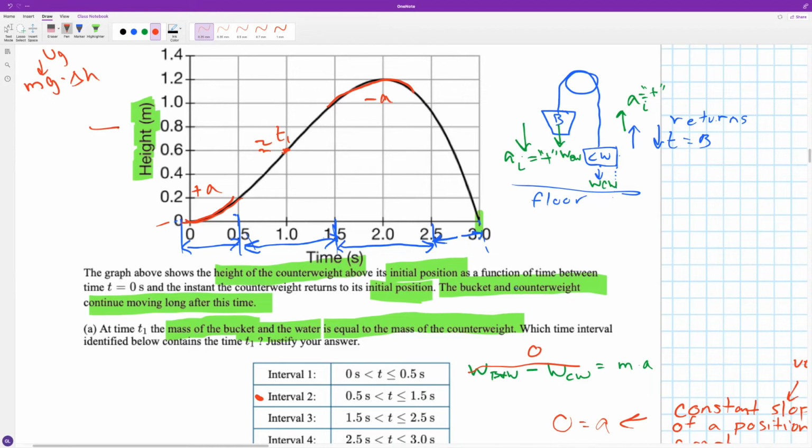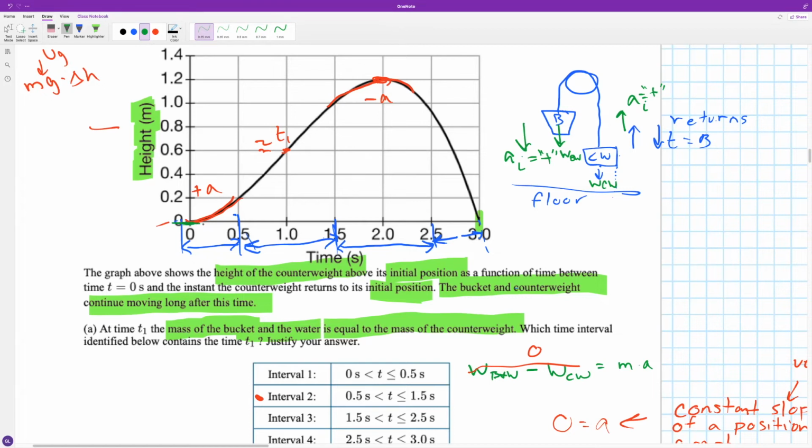So upon first instance, we look at this and we say, okay, well, the more height I have, the more gravitational potential energy. And so it looks to me like at 2 seconds, we're going to have the most gravitational potential energy. There's another way to think about it. The potential energy is going to be greatest when the velocity is zero. So when is the velocity zero? Well, velocity information is represented by the derivative or the slope as a function of time.